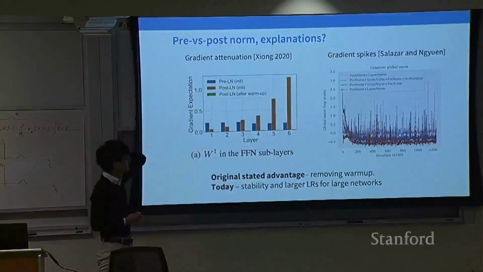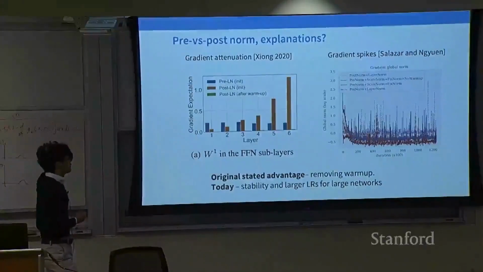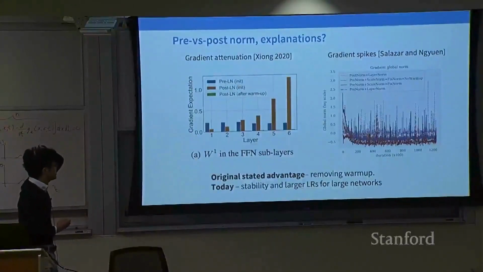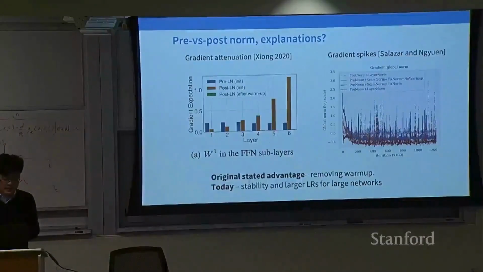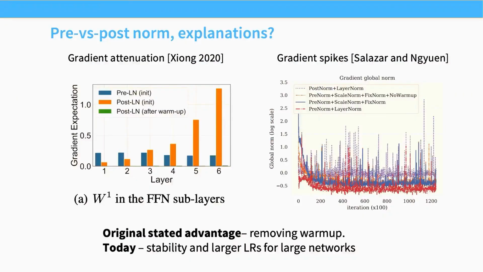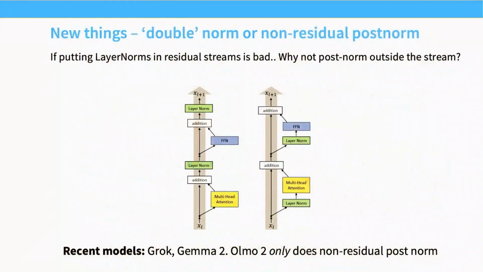And this is a figure from Salazar and Yuan, who were one of the first, I think, to study this phenomenon carefully. And I think this is the reason why it's stuck around, right? Stability and the ability to go deep are both very important for modern large language models. And so this idea of moving your layer norm outside of the residual stream is one that basically everyone has adopted.